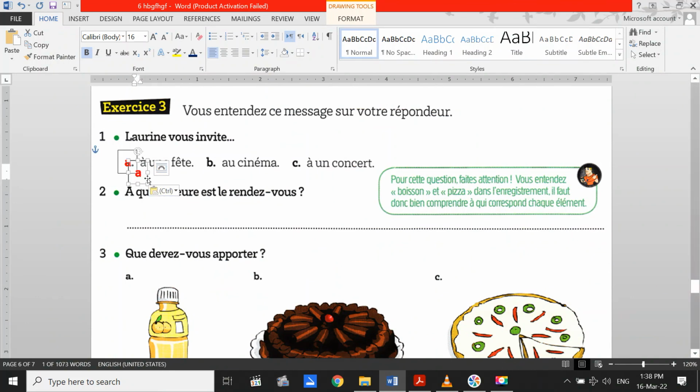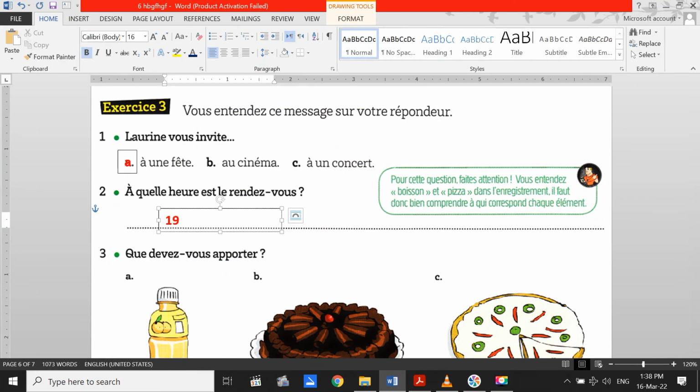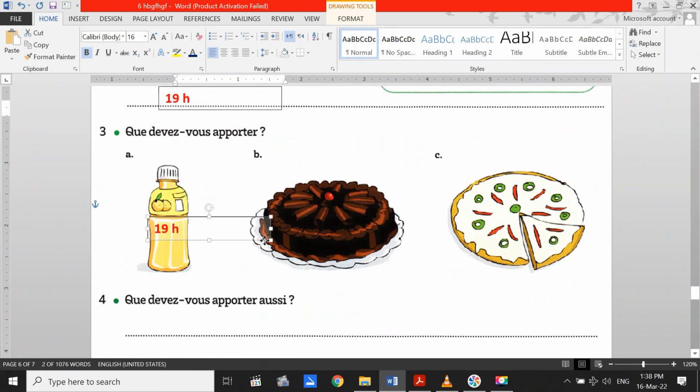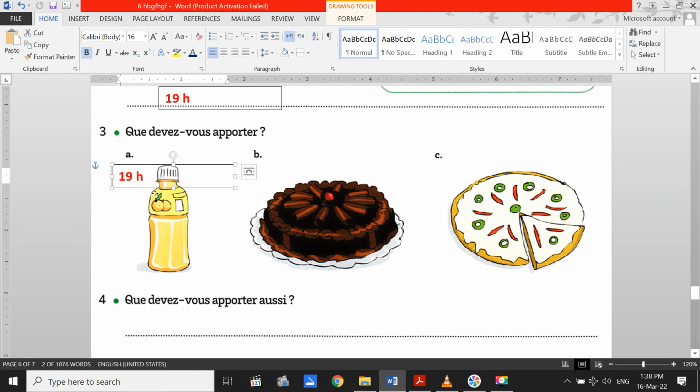It's à 19h. 19h means 19. And in this listening, we don't need to write a full sentence. À 19h. 19 means 7 p.m. And here she said, que devez-vous apporter? She said une boisson. Boisson means a drink.